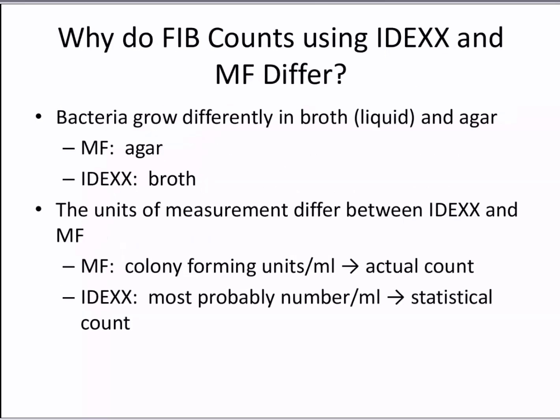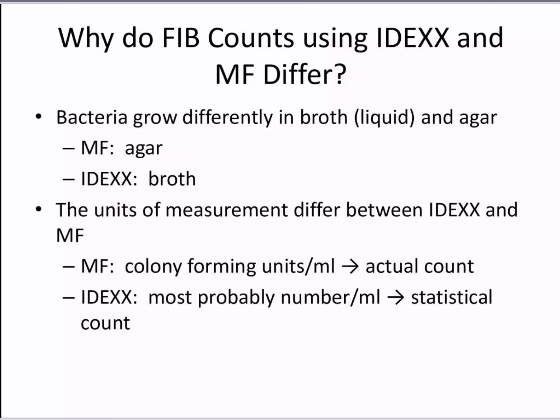All right, so why do we get different FIB counts using IDEXX and membrane filtration? The main reason is because bacteria grow differently in broth or liquid versus agar. And those are two different types of culture media that we use to grow bacteria. So for membrane filtration, that's an agar-based method. IDEXX is a broth-based method, so that accounts for some differences.